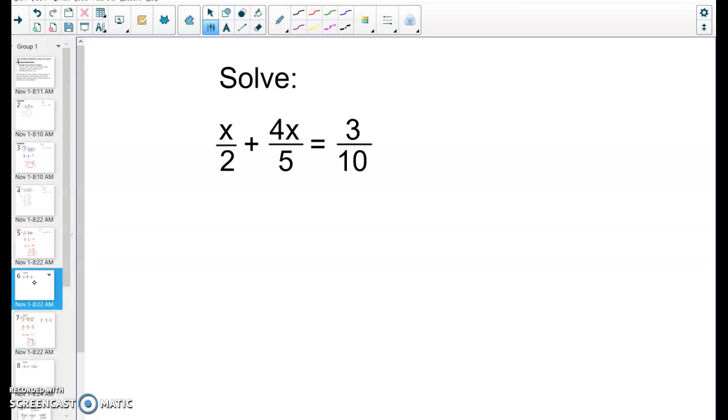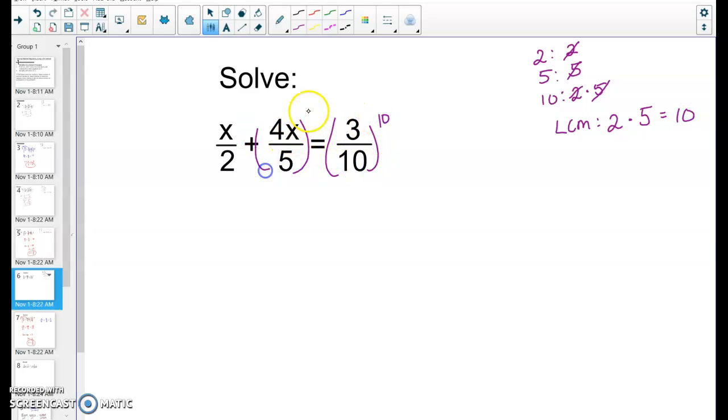All right, our next one here, still very similar, but let's go ahead and list. We don't have any excluded values, so let's list our denominators, 2, 5, and 10. So 2 as a prime factor is 2, 5 as a prime factor is 5, 10 is 2 times 5. So when I do my least common multiple, I need a 2, so I can cancel out any 2's, and I need a 5. So that means my least common multiple is 10. Everything now gets multiplied by 10.